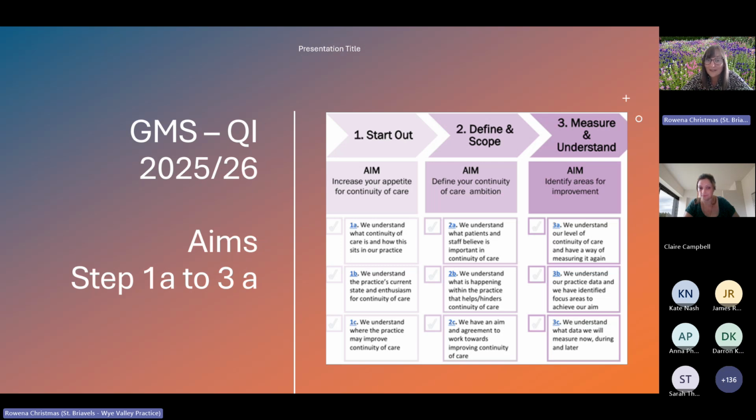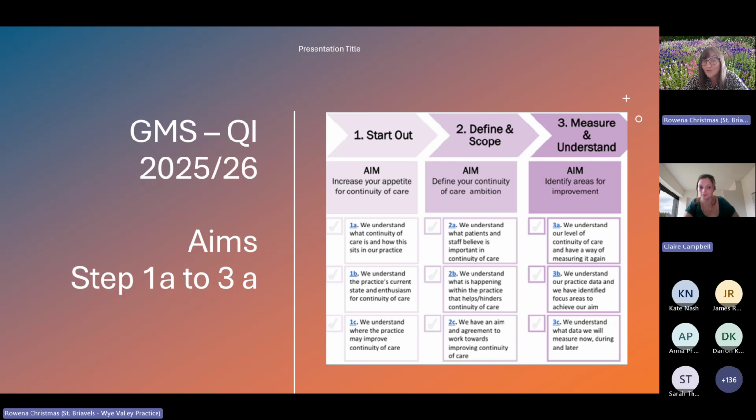The key thing to recognise at the start is this is about our whole practice teams being involved and talking about continuity. So we want to be able to demonstrate our current understanding of continuity of care and how that can be improved. And that's looking at staff within the practice and for patients. We need to make sure that all of our teams know what continuity of care actually is, think about what our practice's current state of continuity is, and look at the enthusiasm our teams have got to build on this and see where we can improve.